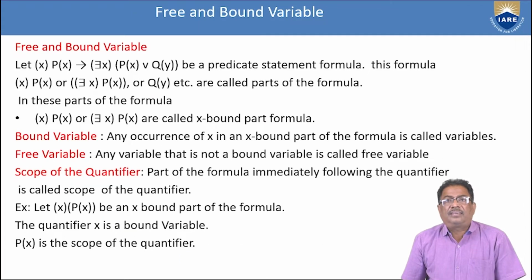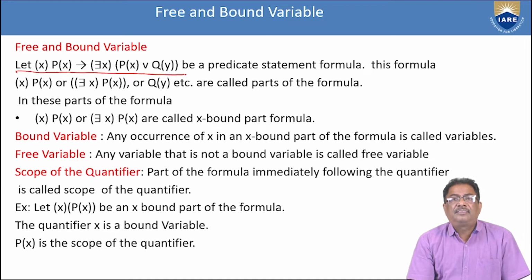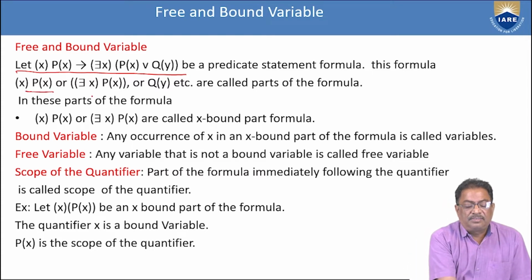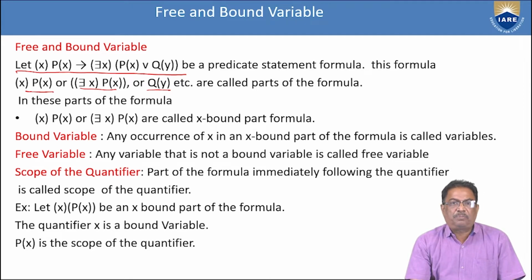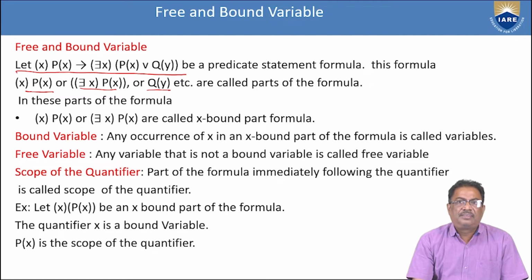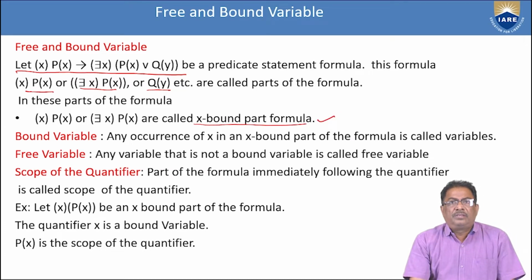Now let us consider free and bound variables. Let for every x P(x), if P(x), then there exists x P(x) or Q(y), be a predicate statement formula. In this predicate statement formula, these are called parts of the formula. In these parts, for every x P(x) or there exists x P(x) is called the x bound part of the formula.